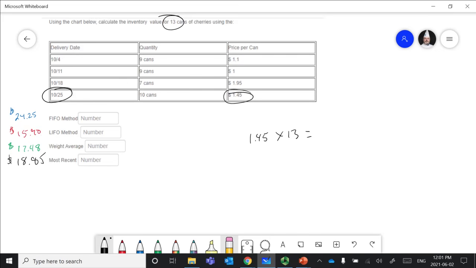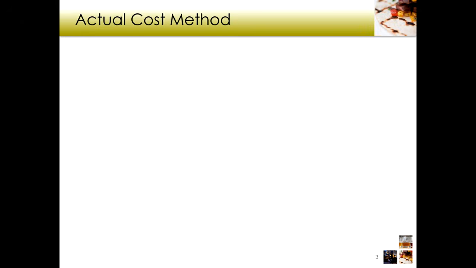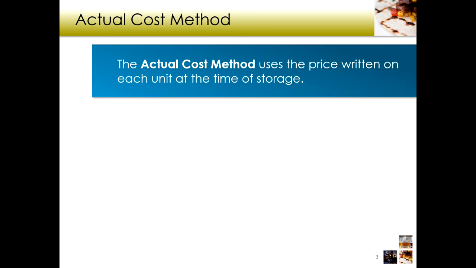Okay. So back to the PowerPoint, I just want to touch on the actual cost method. And I mentioned it right at the beginning when we first started talking about all these methods, but the actual cost method uses the price written on each unit at the time of storage. So when you receive your order, you're going to take a price gun or a Sharpie and write down $1.45 on every can that came in, if that's what you priced it at. So when you go to do your inventory, you can look at the can and say, hey, we paid $1.45 for this, and use that to calculate your inventory value.